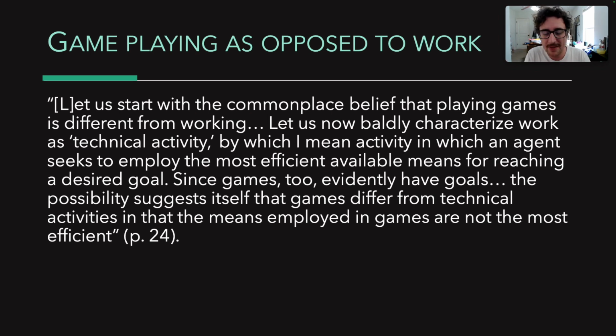If this is what it means to work, to have some goal and to try to find the most efficient way to achieve that goal, then this might give us a clue into what games are, since playing games is supposed to be opposed to working. So since both work and games have goals, the possibility suggests itself that games differ from technical activities. They're different than work in that the means employed in games are not the most efficient. So what makes something work is that when you're trying to achieve your goal, you're trying to figure out the most efficient way to do so. When you're playing a game, you're trying to achieve a goal, but you're not trying to do it in the most efficient way possible. You're trying to do it by less efficient ways.